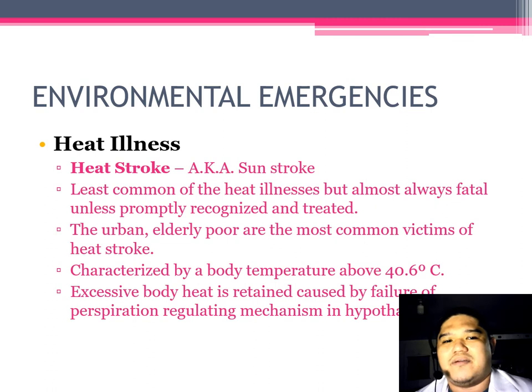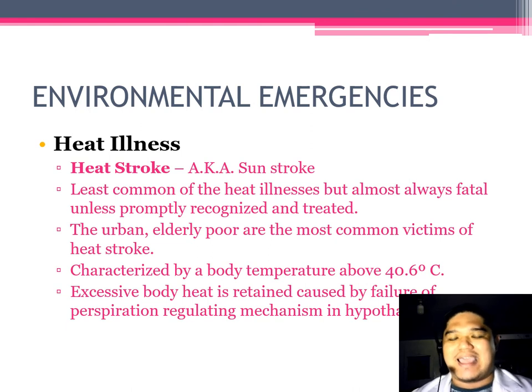One of the fatal problems with heat illness would be heat stroke. Okay, it is also called your sunstroke. Even if it is fatal, it's kind of least common among the heat illnesses, and it is less likely to be recognized immediately, which may pose an increased risk of patient's death. Because the persons around the patient who has heat stroke or sunstroke are not usually aware that it is actually happening to the patient. So the urban, elderly, poor are the most common victims of heat stroke. It is characterized, take note, by a body temperature of 40.6 degrees centigrade. So it is a high temperature that is actually occurring to your patient.